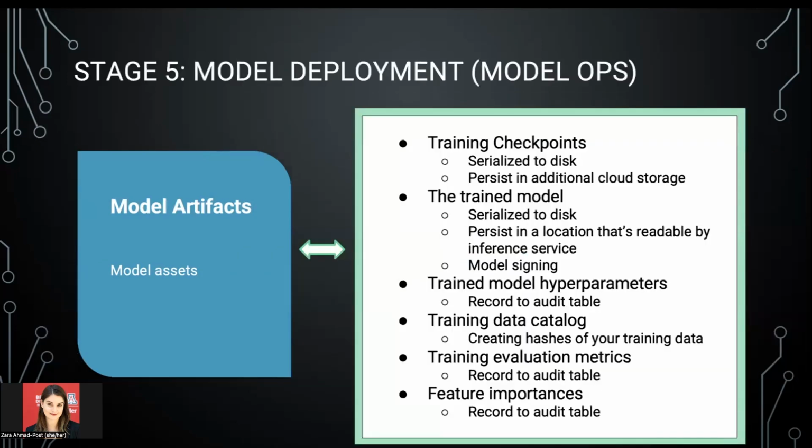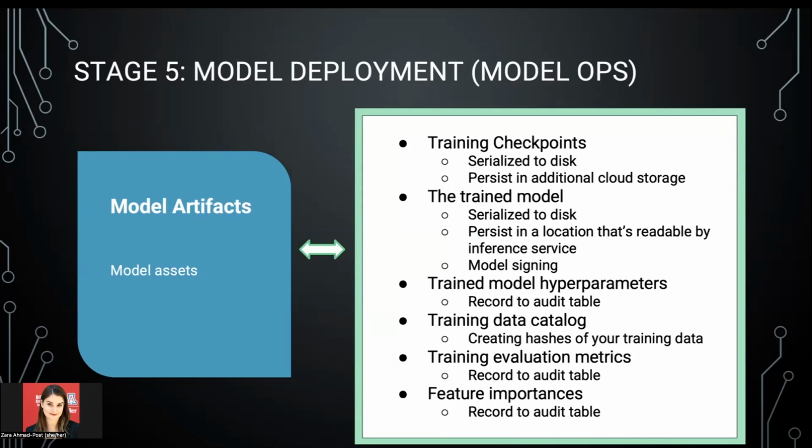So model artifacts can be things like our training checkpoints. Training checkpoints are, as you're training, you progressively serialize the training results to disk. You could also persist those in additional cloud storage. Training checkpoints are great if your model needs to train for a couple of days. That way, if you lose some work, you don't have to start all the way over. It's a really great thing to look into.